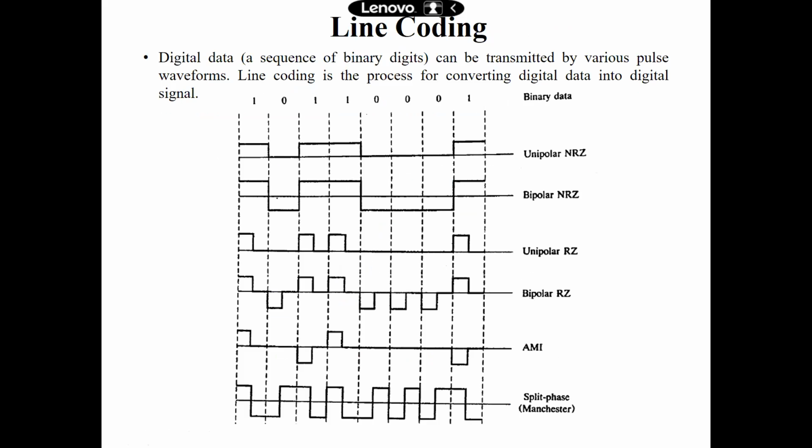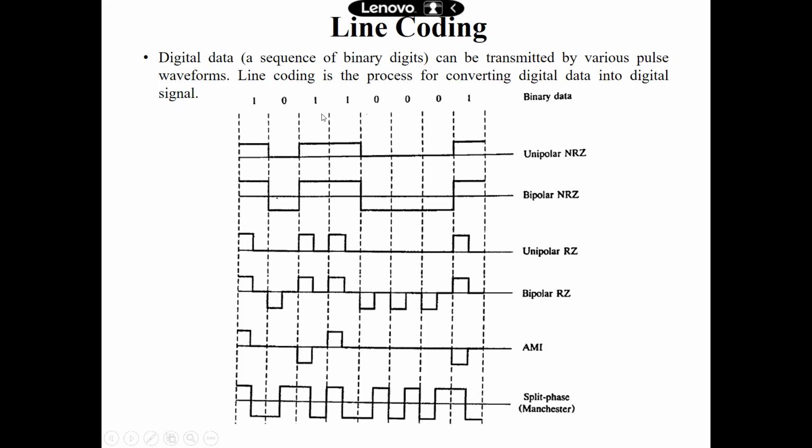Now, when we have this data available to us with the help of DM, we use certain line coding techniques for the transmission of pulse waveforms. So digital data, a sequence of binary digits, can be transmitted by various pulse waveforms. And line coding is the process for converting digital data into digital signals.